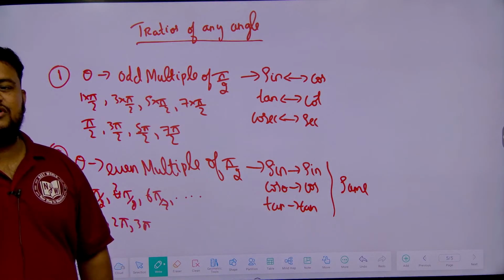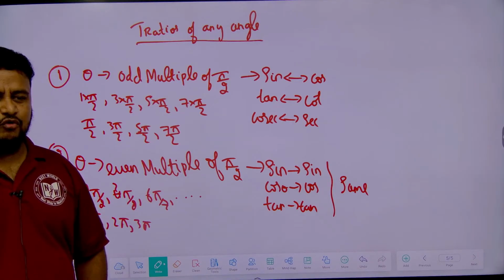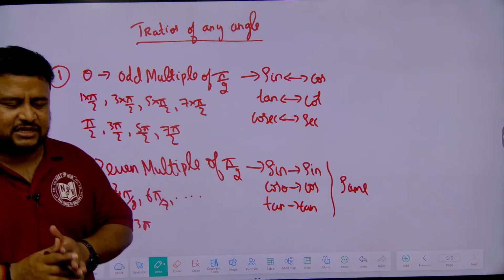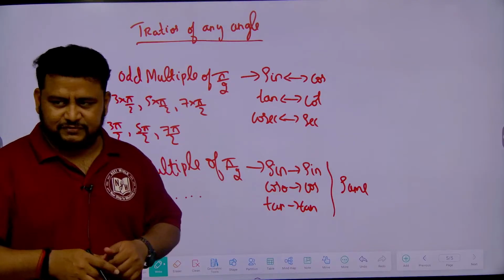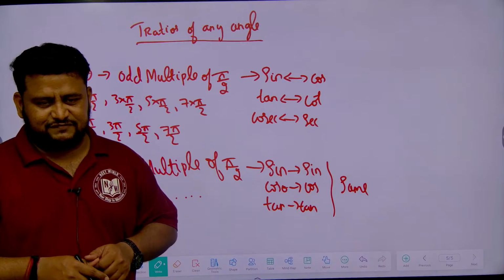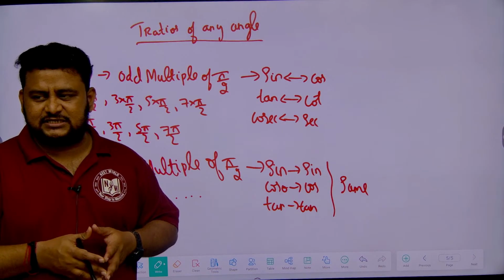But I told you about the quadrant also, correct? At that time, how to decide the sign? Suppose I am getting the value as 1 by 2. You may be thinking whether it is plus 1 by 2 or minus 1 by 2. If it is the first quadrant, it is plus 1 by 2, we know that. But if it is in a different quadrant, how to decide whether it is plus or minus?